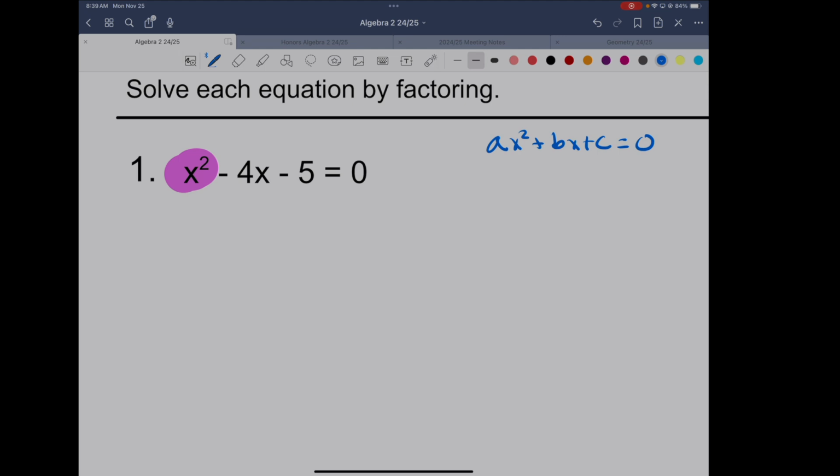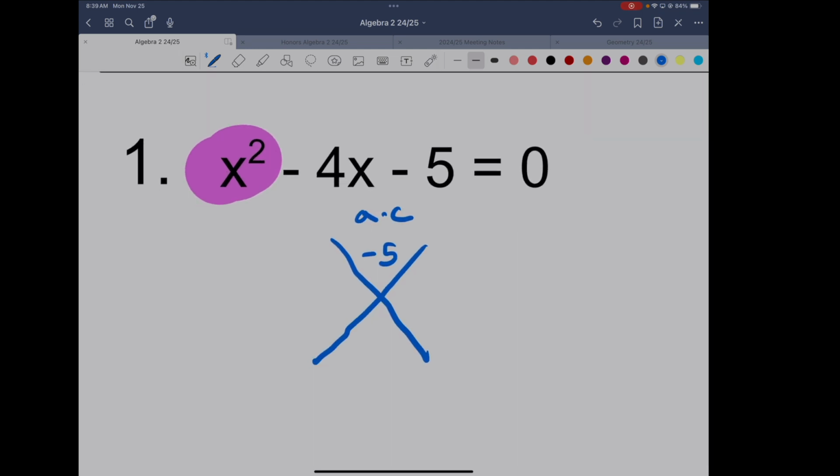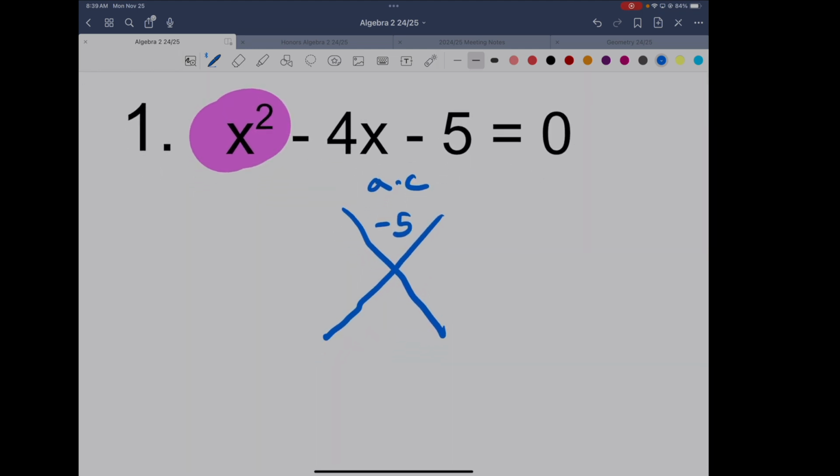Now we've got a trinomial, so that means we're going to try to factor it. So we're going to use the x method to factor it. So from last week, a times c goes on the top. So that's negative 5. Our b value goes on the bottom, which is negative 4. So the top is negative. So that means I've got one negative and one positive.